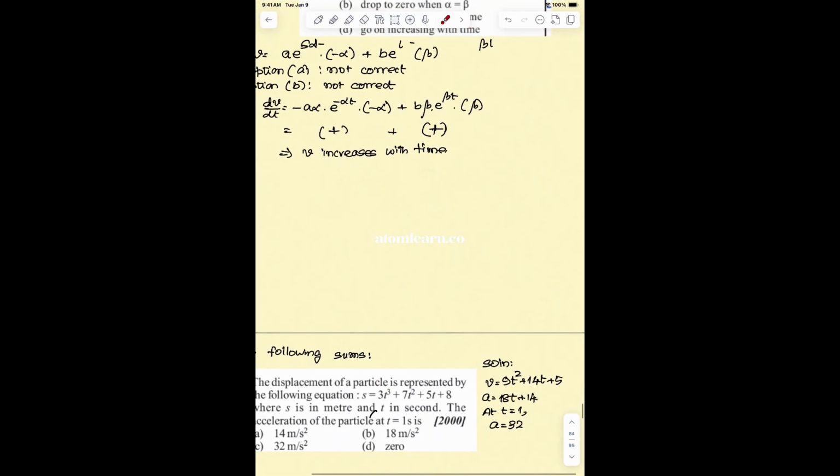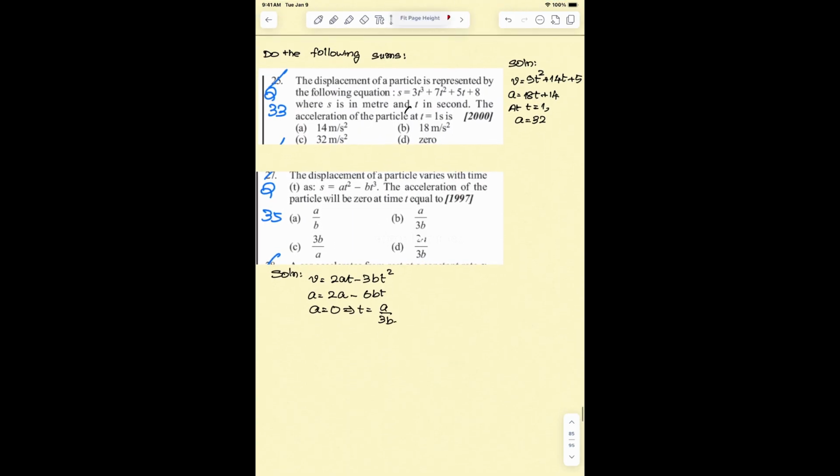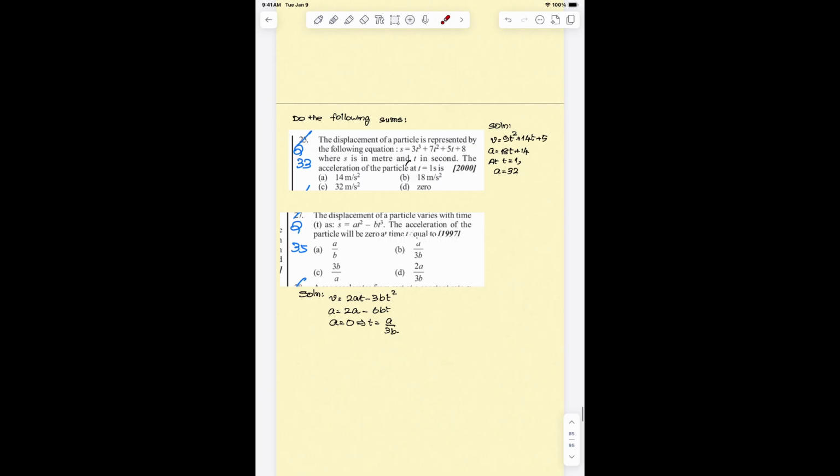Understood? Okay, fine. Now, let's go to the next question. The displacement of a particle is represented by the following equation. Therefore, they are given s as a function of time. Then, the acceleration of the particle. Pretty simple. We differentiate twice, you get acceleration as a function of time. Put the time value t equal to 1, you get the answer.